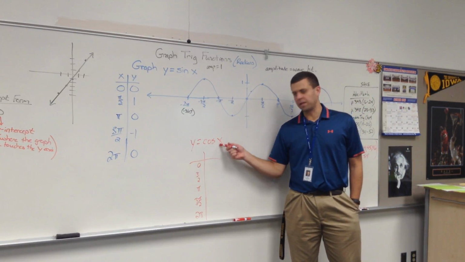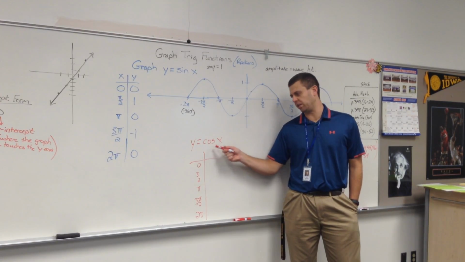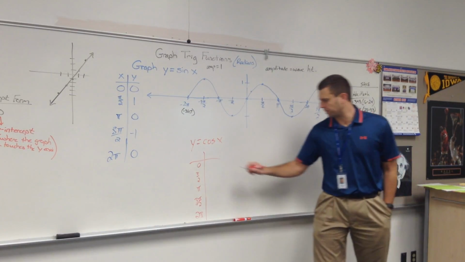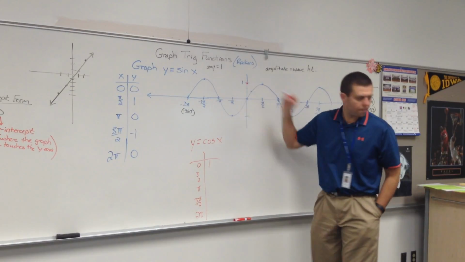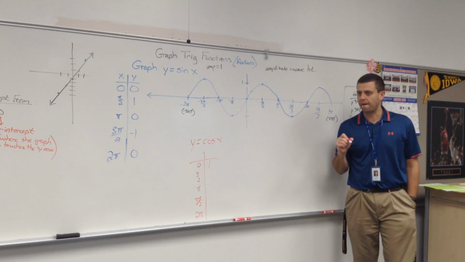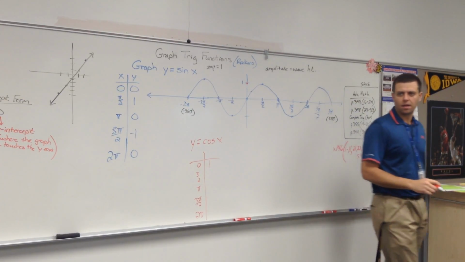So, I'm going to take 0, plug it in. Trinity, what is the cosine of 0 radians, or the cosine of 0 degrees? 1. Very good. So the cosine graph's actually going to start up at 0, 1. Pi over 2. Julia.